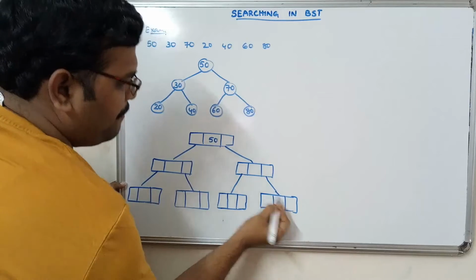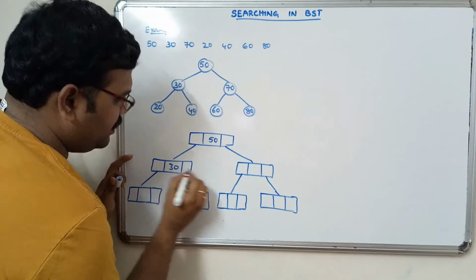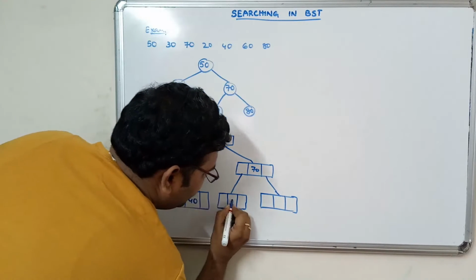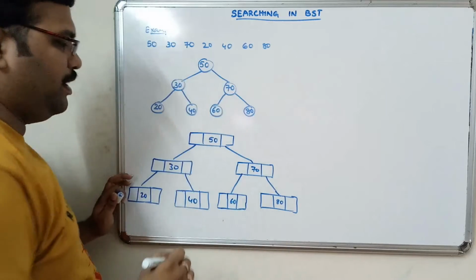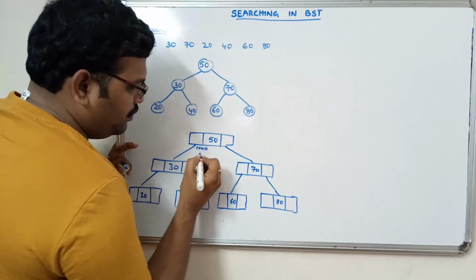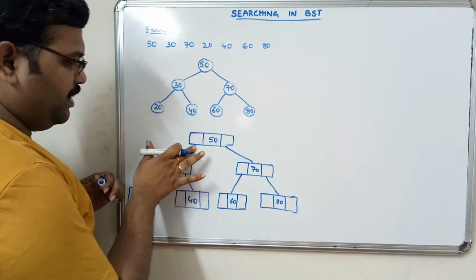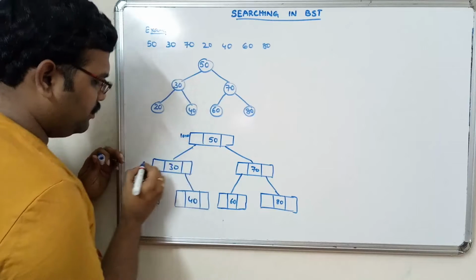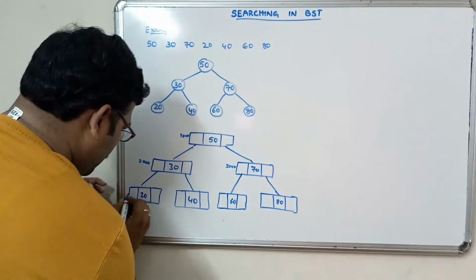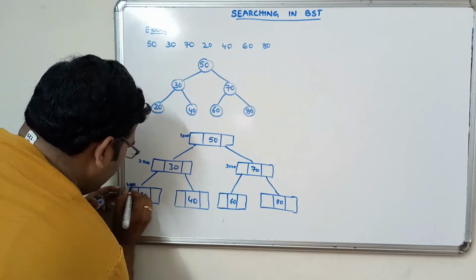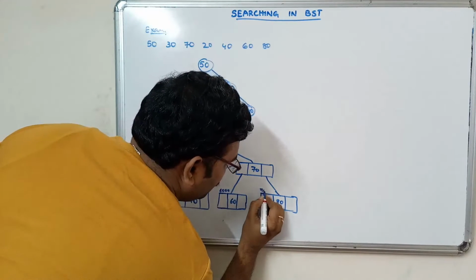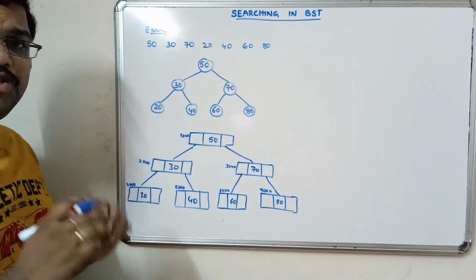Right. See, so this is 50, 30, 70, 20, 40, 60 and 80. Right. So the address of this one is, let it be 1000. I will write here. So the address of this one is 1000. This is 2000. This is 3000. The address of this one is 4000, 5000, 6000 and 7000. Let us assume that.